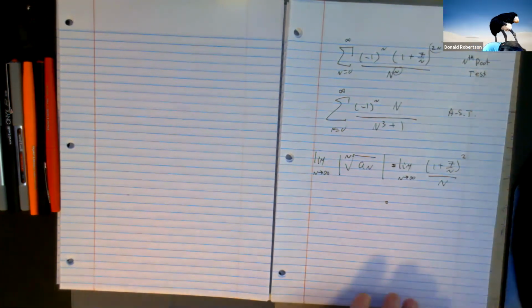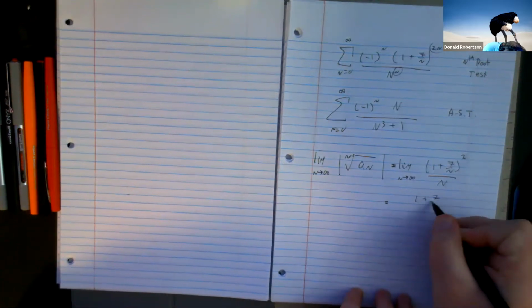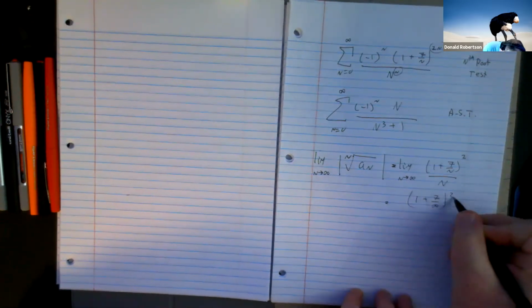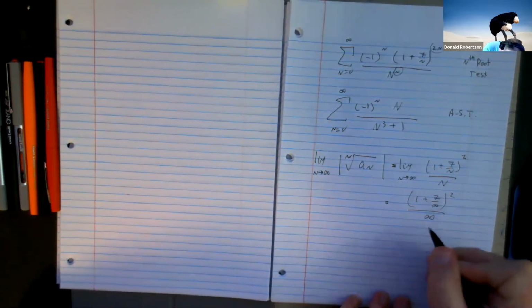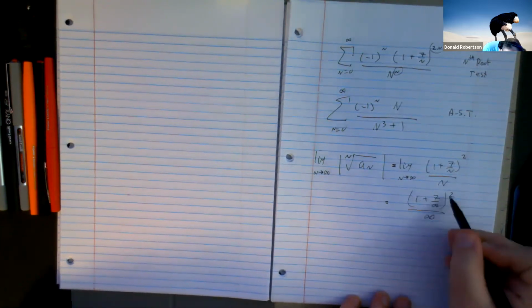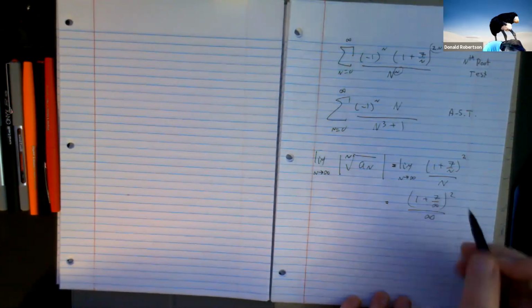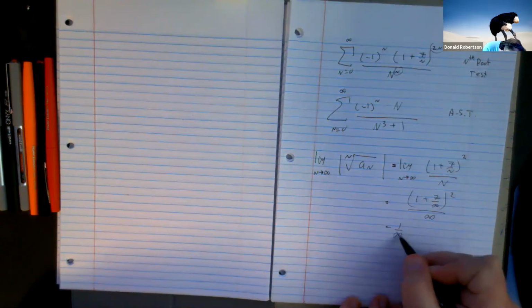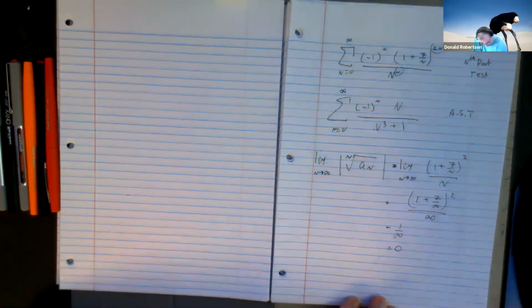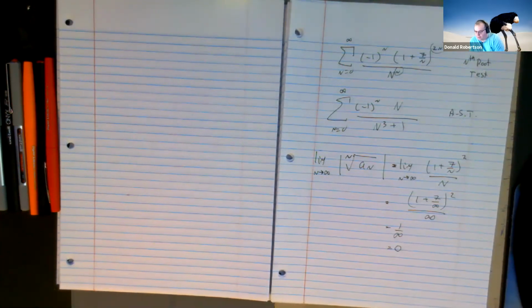So if you do a brute force, it's 1 plus 7 over infinity, squared over infinity. Well, that's 0, and 1 plus 0 is still 1, and squaring 1 is 1. So you get an answer, which is fine. In this case, 0, which is a good answer.